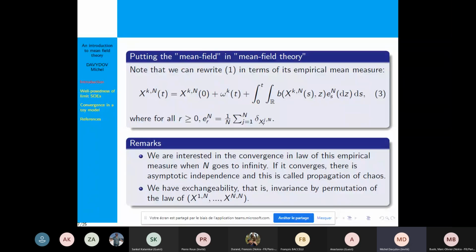So I was talking about why we call this mean field. It's because the first equation, the microscopic one, we can rewrite in terms of its empirical mean measure.